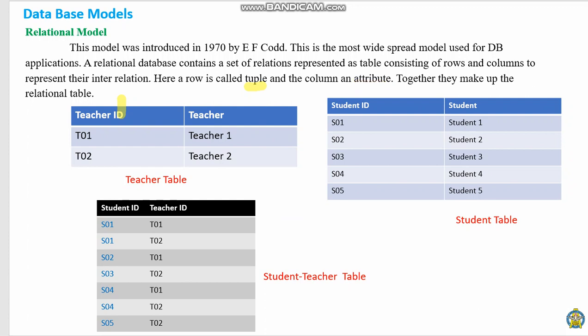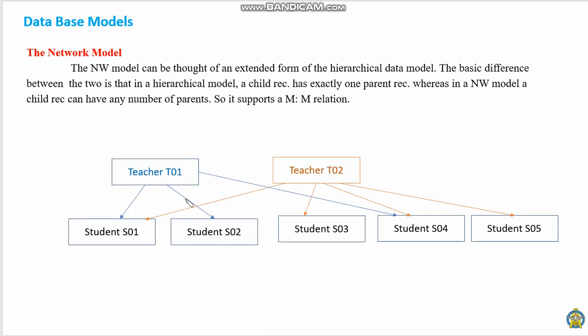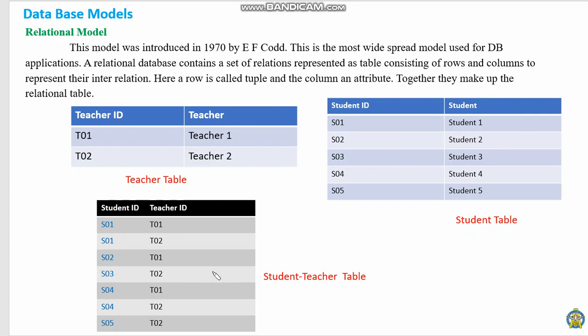Here we have represented the above in tables. We have a teacher table with two teachers, their names and IDs, and the student IDs and student names. We are going to represent the above representation into a student-teacher table. So S01 has parent teacher 1, and also has teacher 2. This is called putting the data into a relational table, defining their relationship in terms of rows and columns.